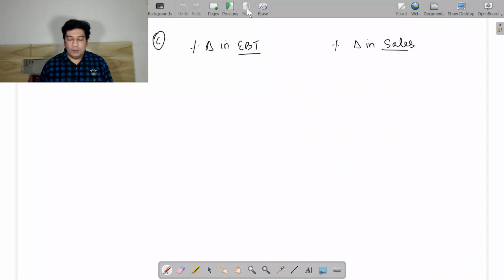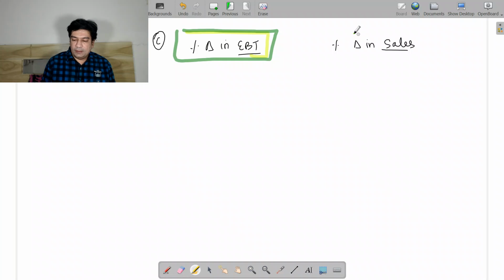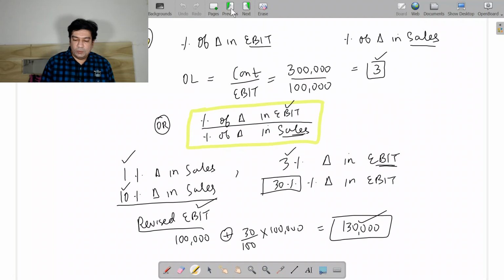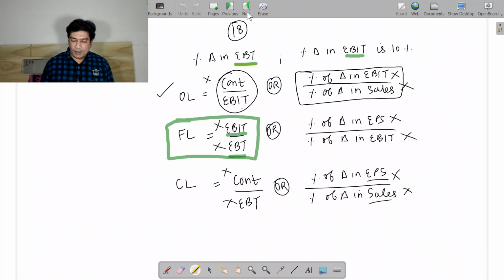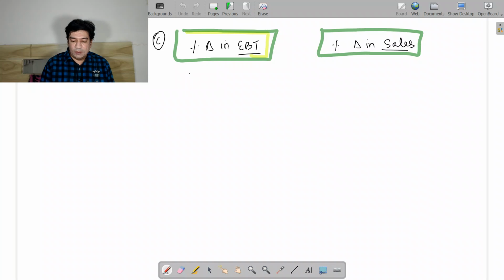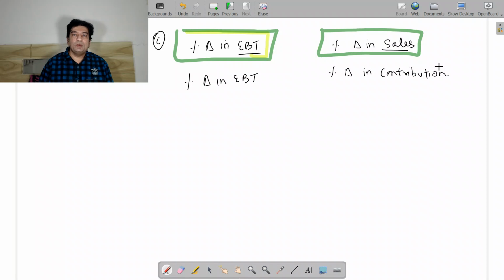they have fooled you all. If there is a change in EBT and there is a change in sales, what have they given us? We don't have EBT and sales, but if your sales are going to rise, then your contribution is also going to rise. So what you have to interpret is percentage of change in EBT, and there will be percentage of change in your contribution. This way you have to interpret. So if your sales are going to rise, your contribution is also going to rise. So they have put you into this trouble.